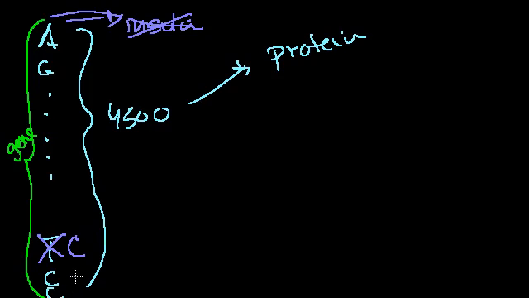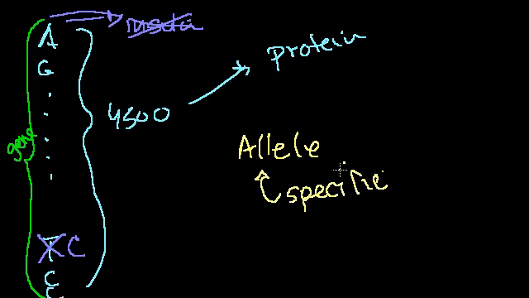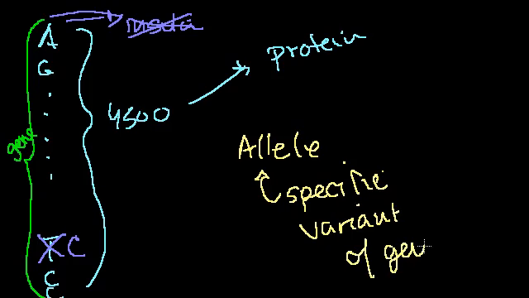I'll use that word. Now, each variant of this gene is called an allele. An allele is a specific variant of your gene.